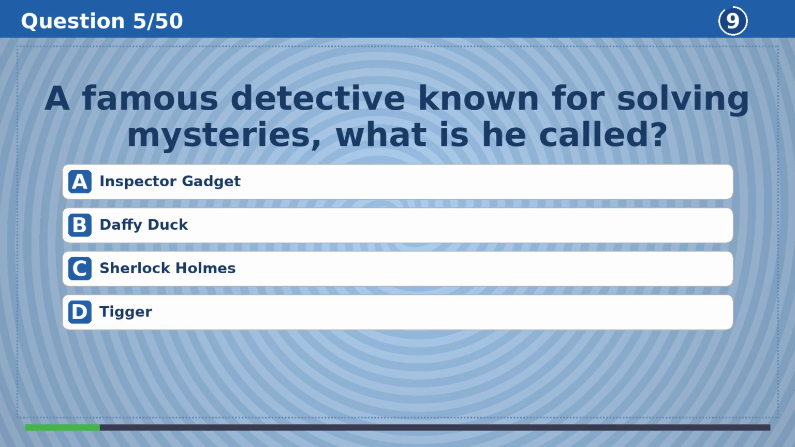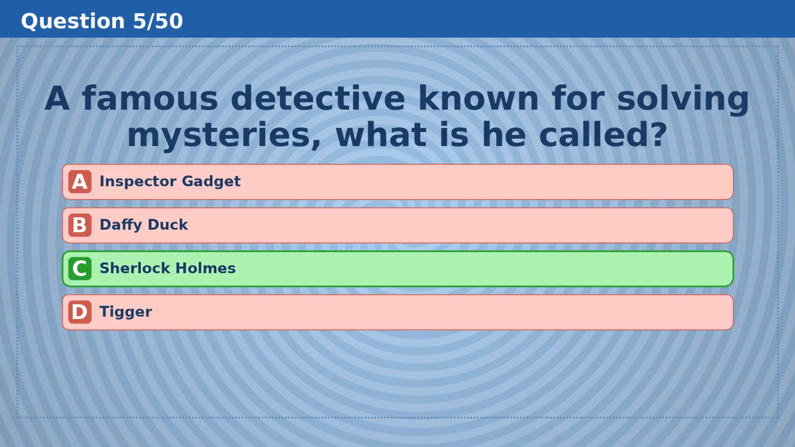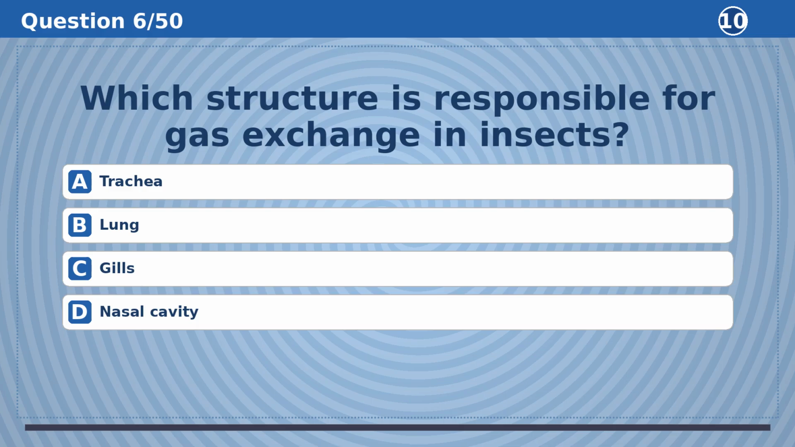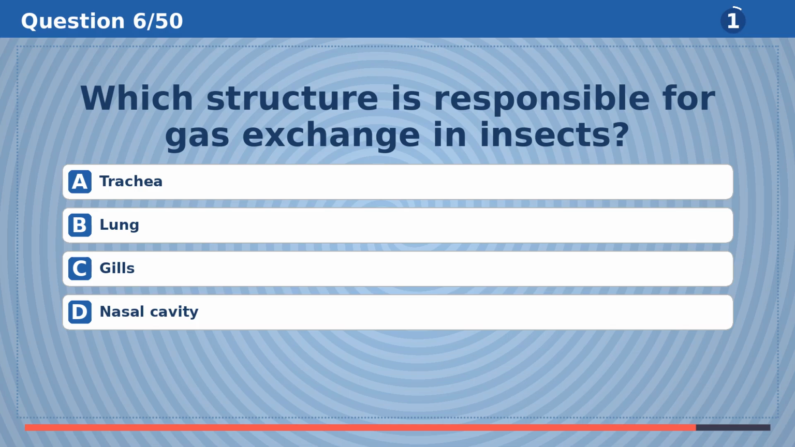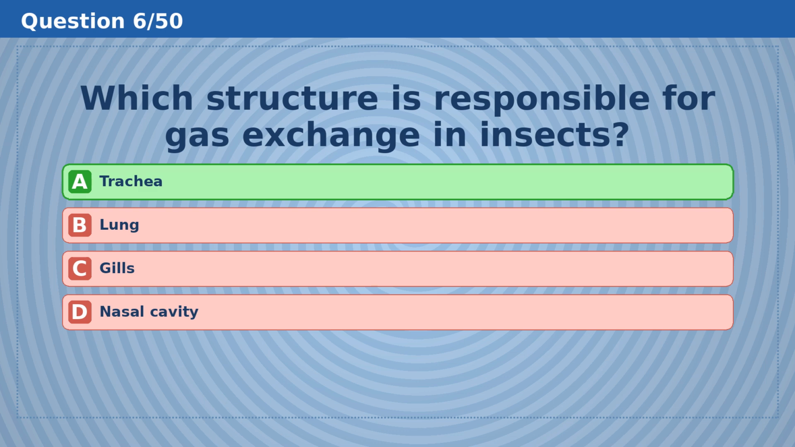A famous detective known for solving mysteries. What is he called? The answer is C. Sherlock Holmes. Which structure is responsible for gas exchange in insects? The answer is A. Trachea.